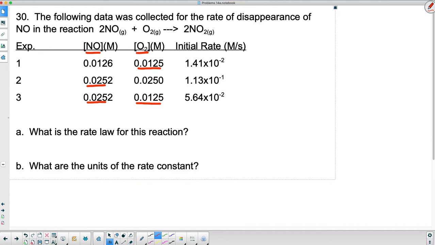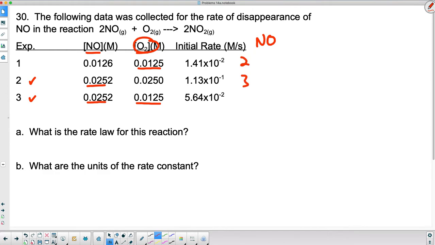My goal is to find the order. I'm going to find the order for O2 first, and here's how I'm going to do that. I'm going to take a look at experiments 3 and 2, because that's where NO is the same, and in 2 and 3, I'm going to see O2 change. I'm going to see how that relates to the rate on the other side. So here's what it looks like. I should do 2 and 3, but it doesn't matter.